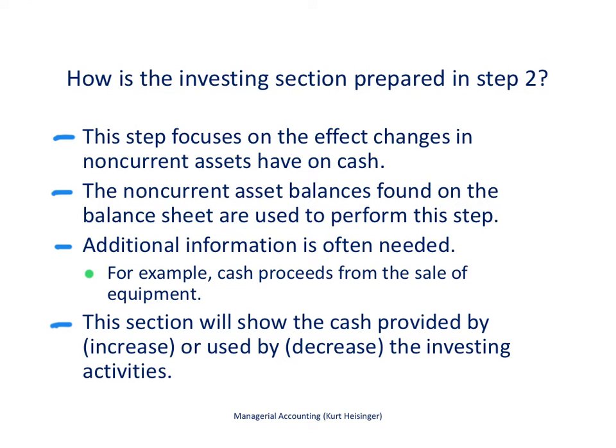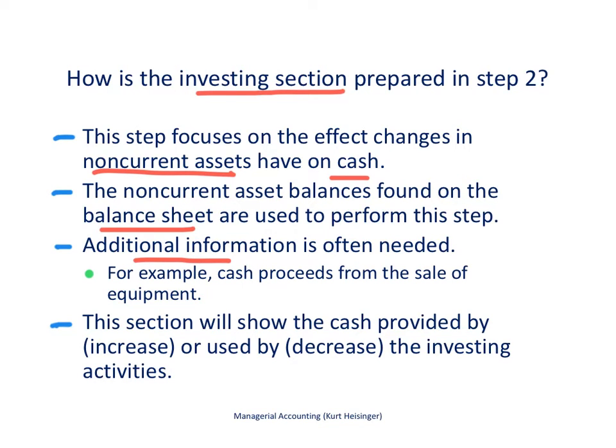Okay, the second step then is to prepare the investing activities section of the statement of cash flows. This step focuses on the effect that the changes in non-current assets have on cash. So anything, for example, that's a non-current asset, like a building or property, or maybe we get an automobile, or we purchase some land or sell some land, any cash activity related to our non-current assets will appear in this section. And the non-current asset balances can be found on the balance sheet. We have to go look at that to figure out exactly what that impact might be on cash. And typically we've got to go track down some additional information. It's not all going to be on the balance sheet.